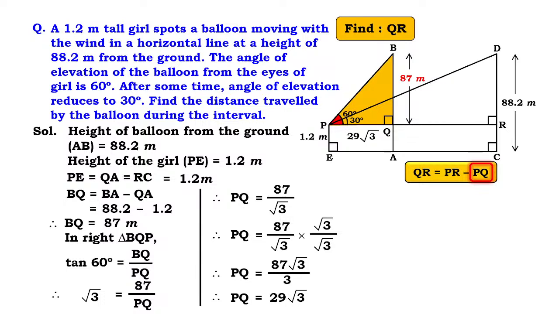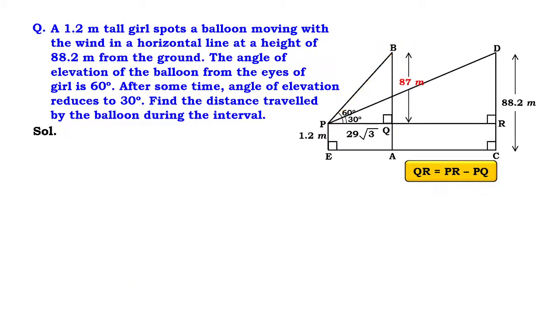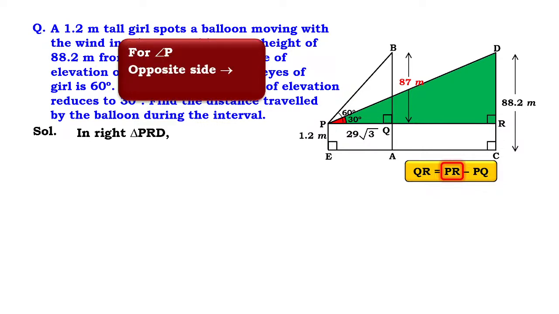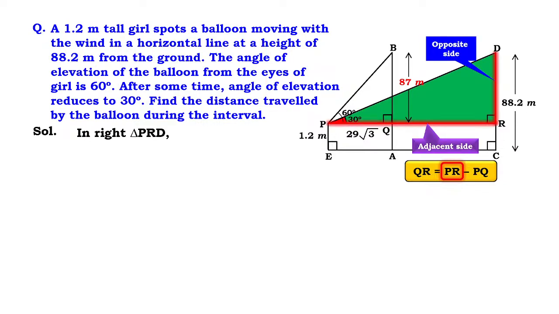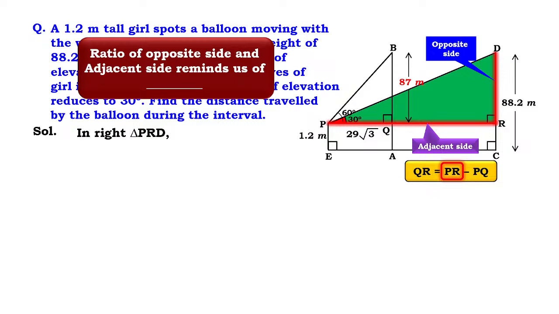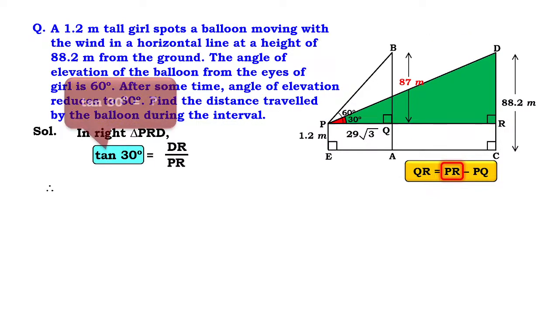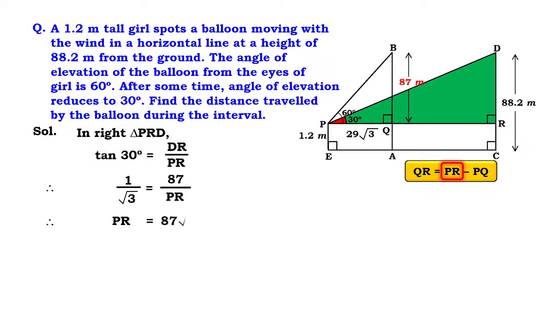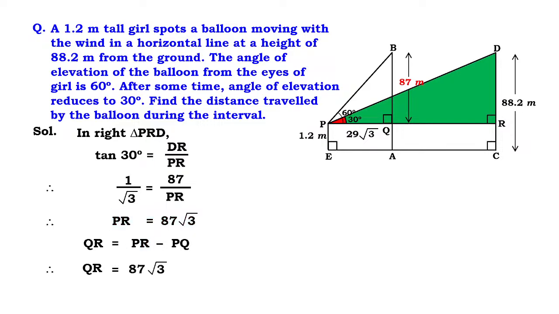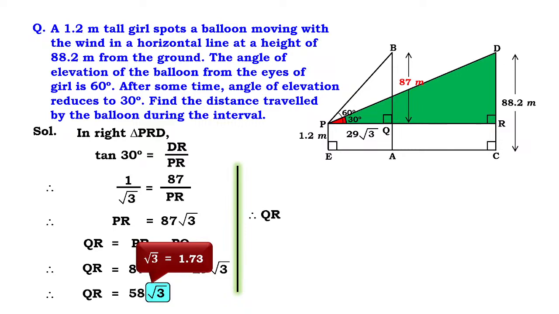You got PQ. Now next what do you have to find? Next you have to find PR, correct? So for finding PR, what are you going to do? Taking triangle DRP. Take angle 30 degrees. Opposite side is 88.2, sorry, 87. Tan 30 is DR by PR. Correct? Just solve this, you get PR value as 58 root 3.